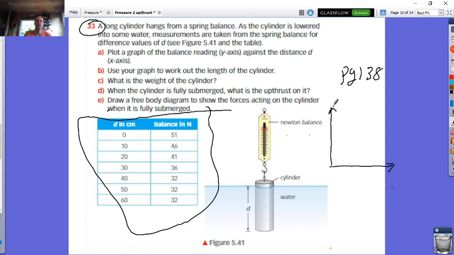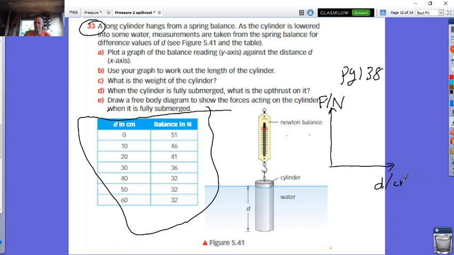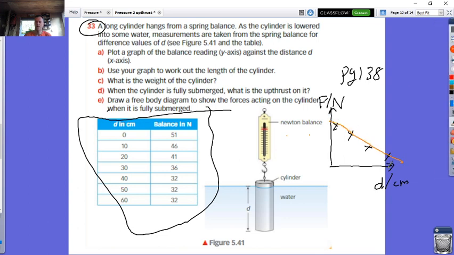Doesn't make any difference. What I'd like you to do is plot a graph where your force in newtons is going to be on the y-axis, and then your D in centimeters is going to be on the x-axis, just like that. Okay. Now, if you do plots, they should look something like this, I hope, and you can do a line of best fit, which goes through like that.